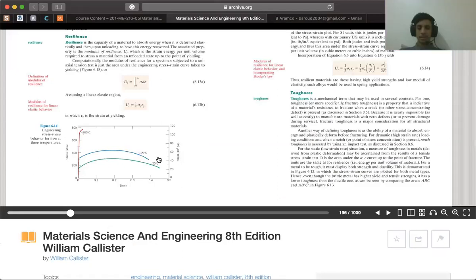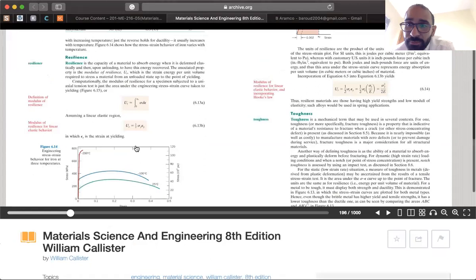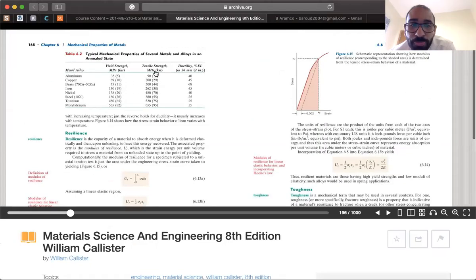Tensile is higher. Tensile is higher, because tensile is the maximum point in the engineering stress strain curve. It is the maximum point, right? So when you have a question where you want to calculate tensile strength, you want to make sure that whatever value you come up with has to be higher than the yield strength.